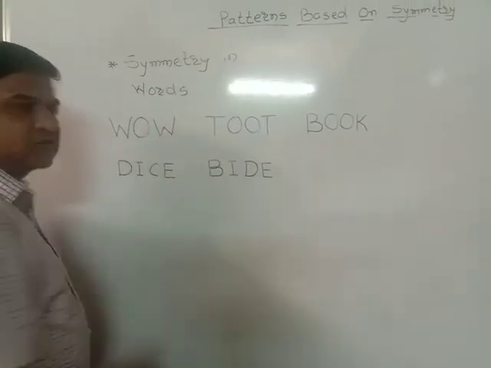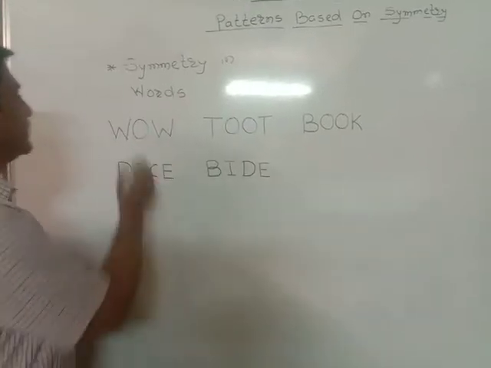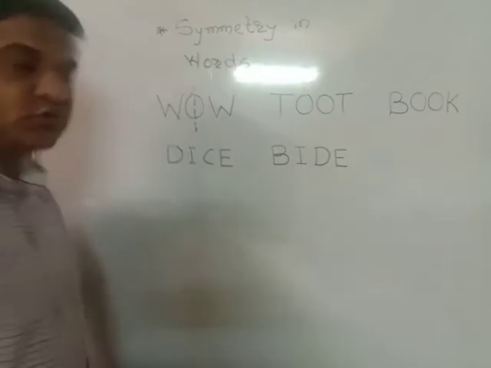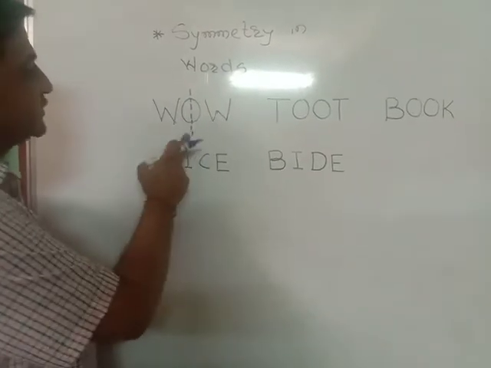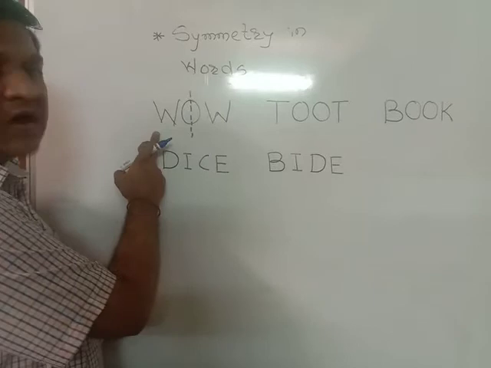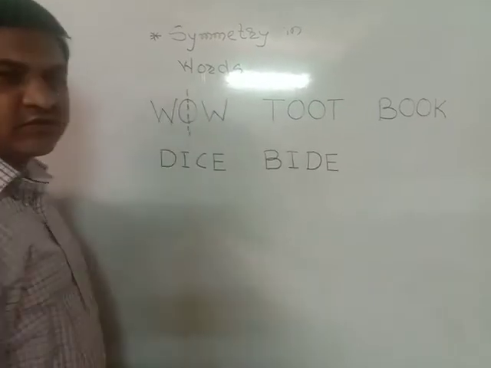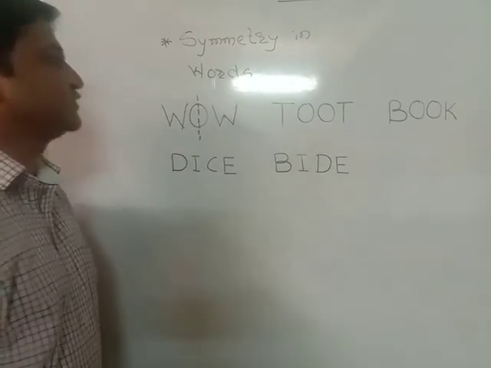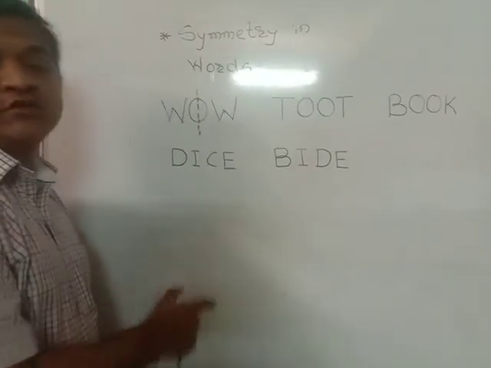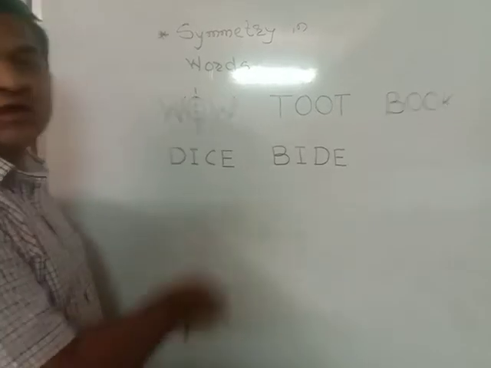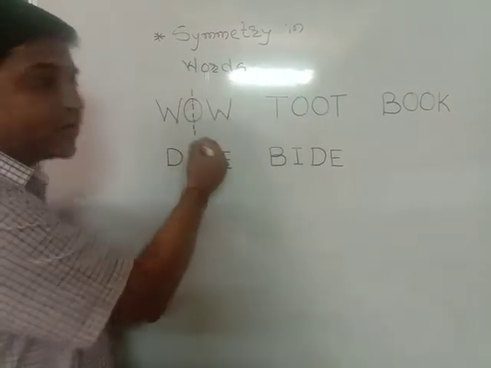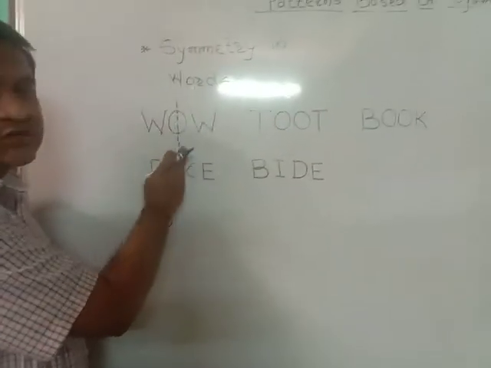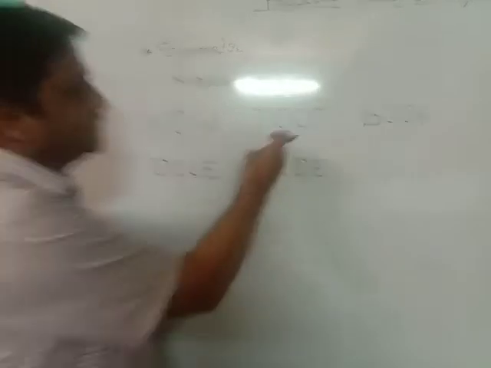We'll find symmetry in words too. You'll see that there is the word WOW in front of me. If I draw a vertical line of symmetry through the O, then I will see that the left half of the word is exactly similar to the right half of the word. Don't get confused between the symmetry of individual letters and the symmetry of the word. In this case, we are talking about the symmetry of the word about a single axis.